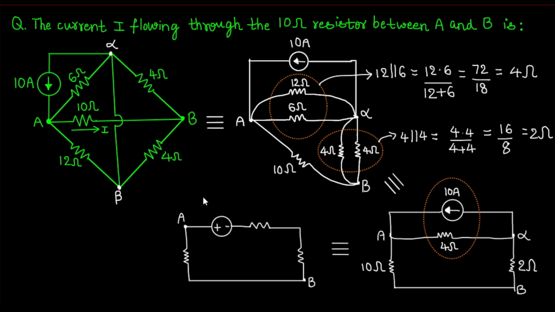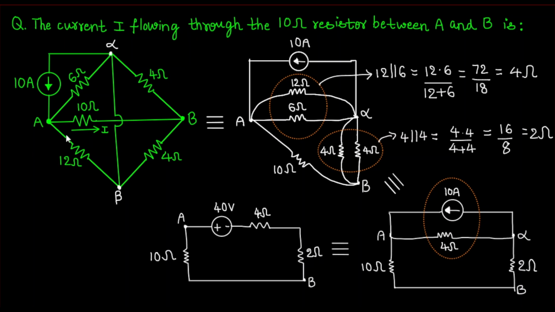As we know, the voltage source should have a value V equal to IR, as per Ohm's law. So V is equal to I into R, which is 10 into 4, which is 40 volts. And the same resistance which is in parallel with the current source comes in series with the voltage source, which is 4 ohms. And these resistors will be as is. So the resistance between A and B is 10 ohms, and here the resistance is 2 ohms.